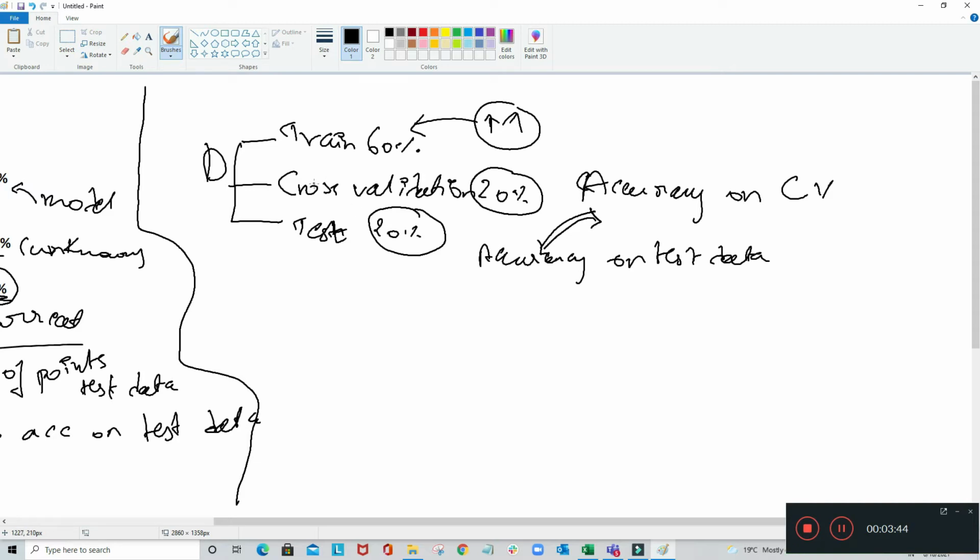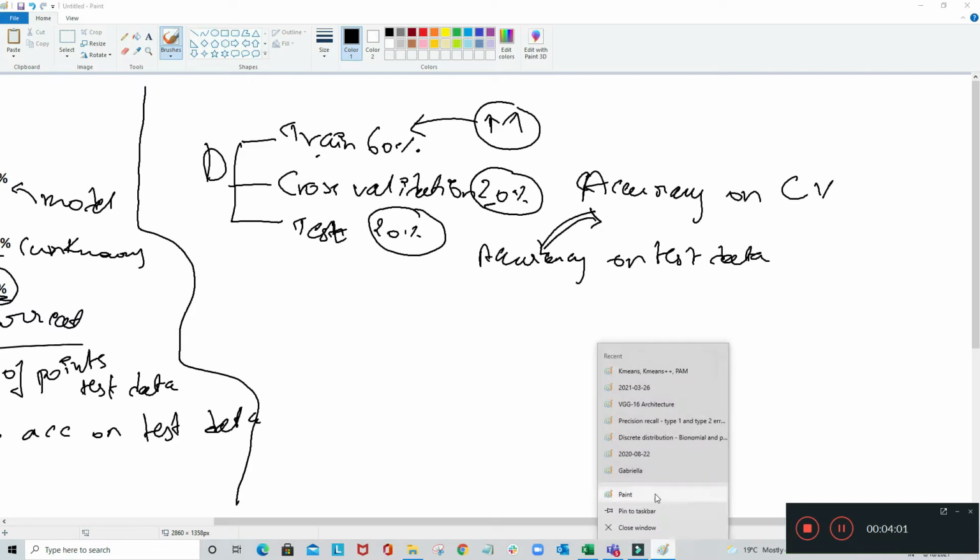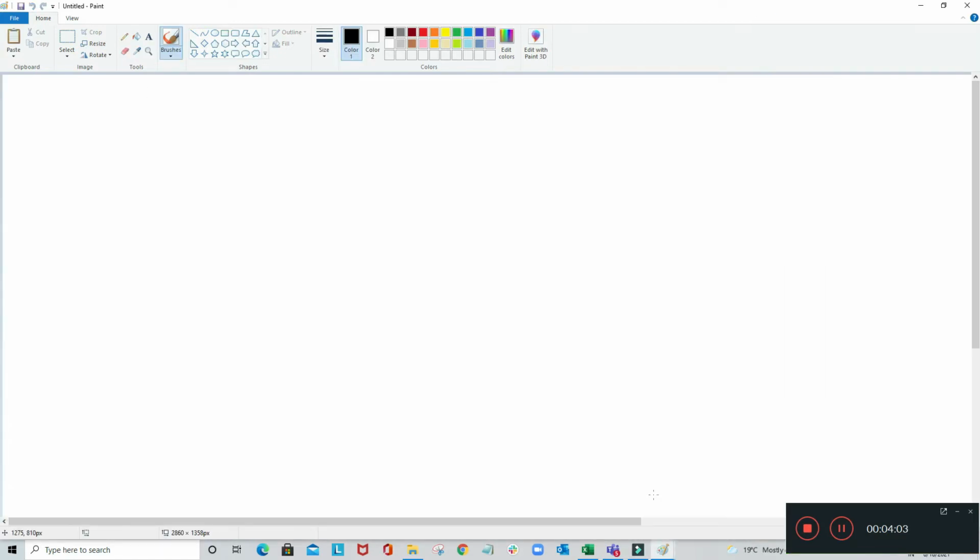But here we are losing 20% of data from our original train set. So is there a way that we can train our model in a better way instead of losing this 20% of data? The next process is called KFold cross-validation.